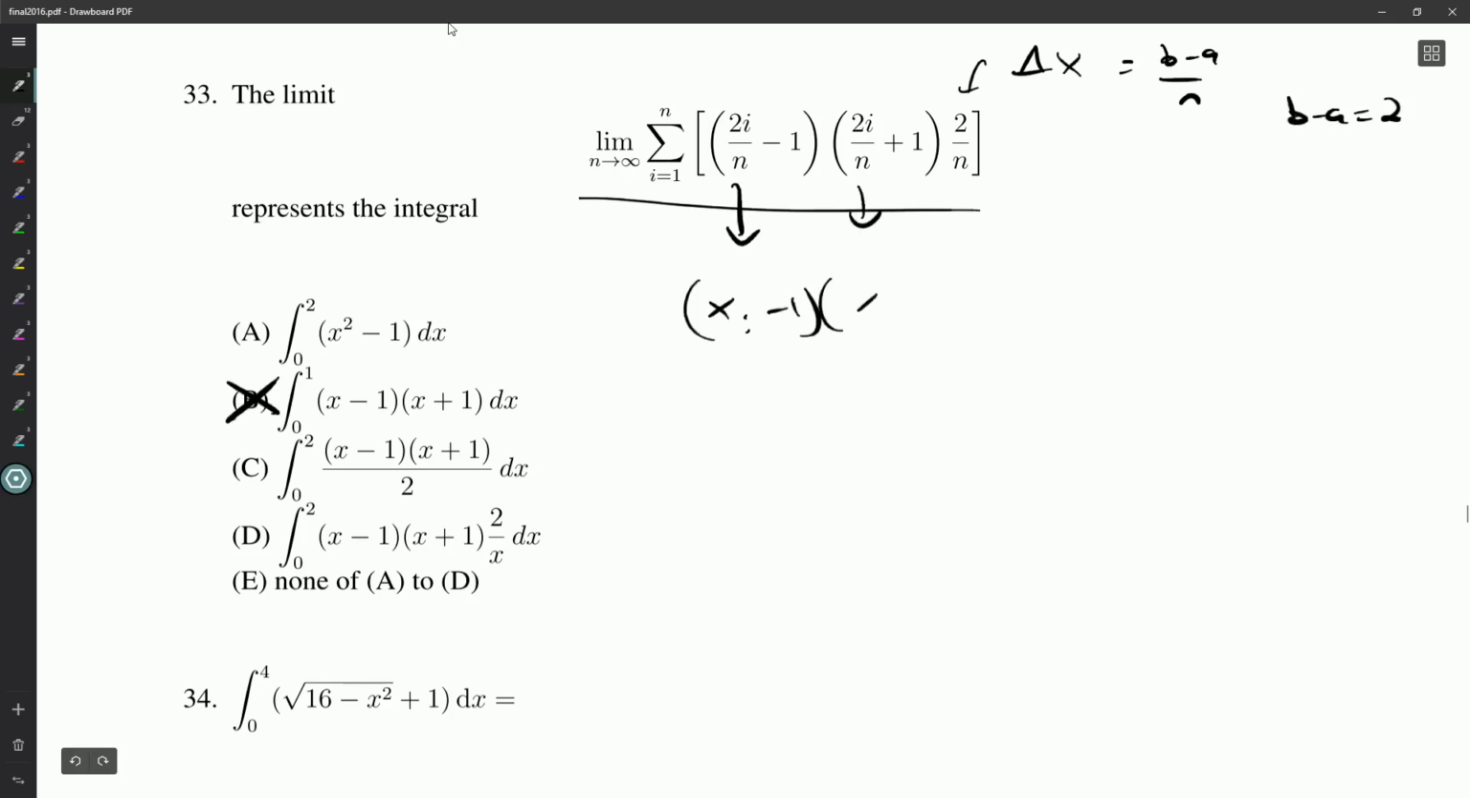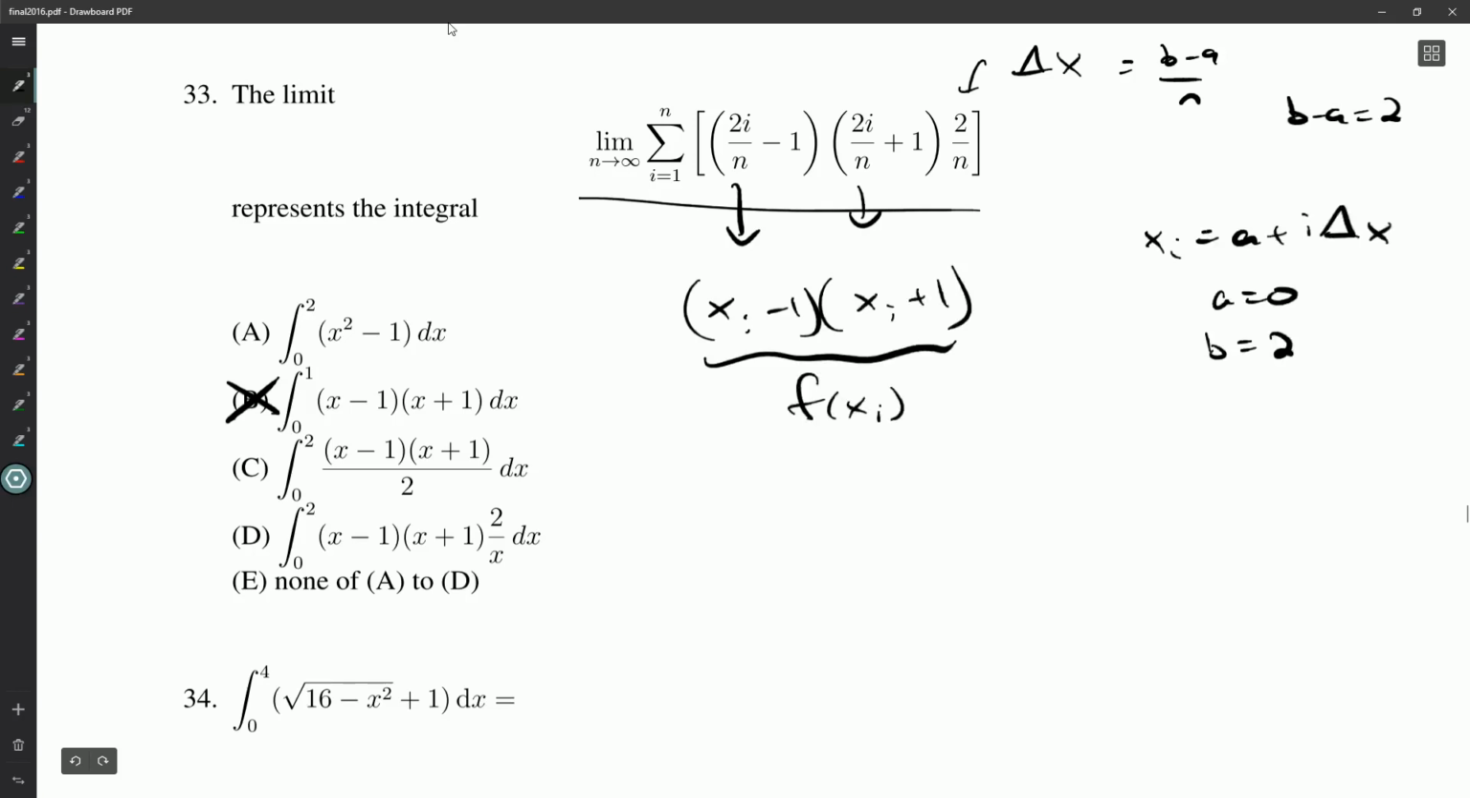And so if that's my xi, well, xi is a plus i delta x. So a's got to be 0, and so b will have to be 2. Well, no surprise, a, c, and d already have 0 and 2 there. But this turns into my function. This is f of xi. So if I change all the xi's to x's, I get x minus 1 times x plus 1. That's f of x. That's the thing I'm integrating.